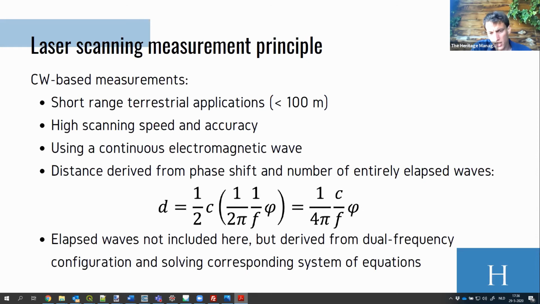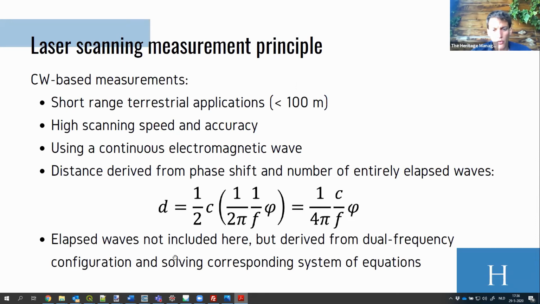The only problem is that these waves do not allow us to modulate a large amount of energy on this wave. And then, instead of calculating the distance based on an explicitly measured time, we're using the phase shift. So this parameter here is the phase shift, with the frequency and the wavelength of our signal. And using that equation, you can derive the distance from the sensor to the reflector.